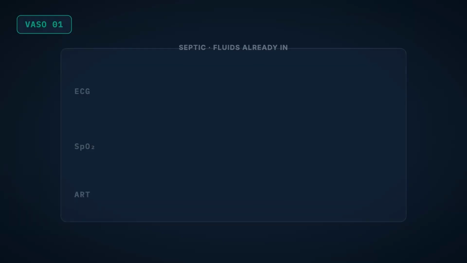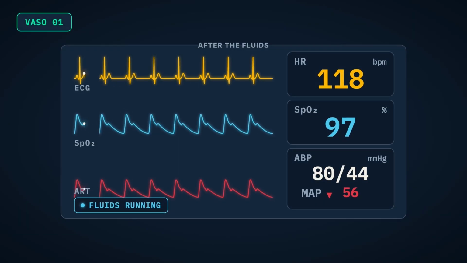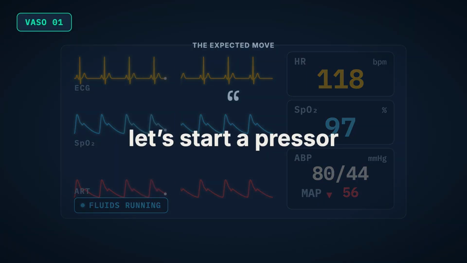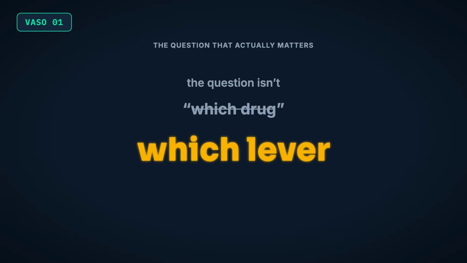Your patient's septic. You've run the fluids appropriately, aggressively. The MAP still isn't where it needs to be. The resident says, let's start a pressor. And the question that actually matters isn't which drug, it's which lever and why this one.